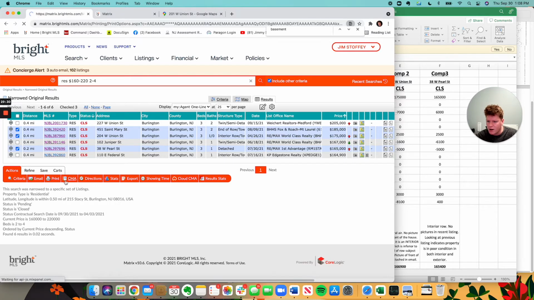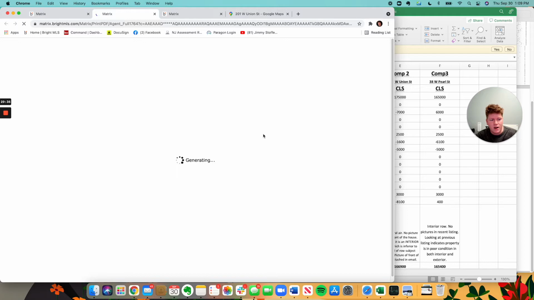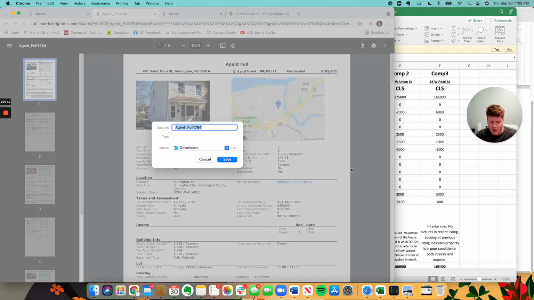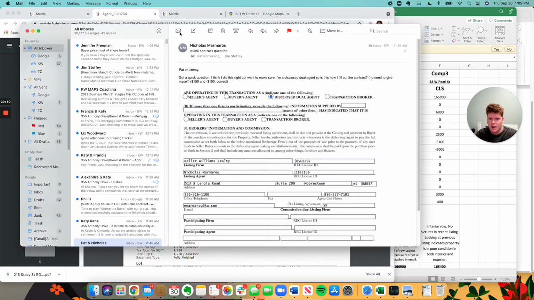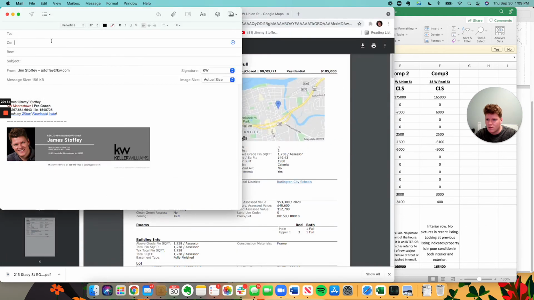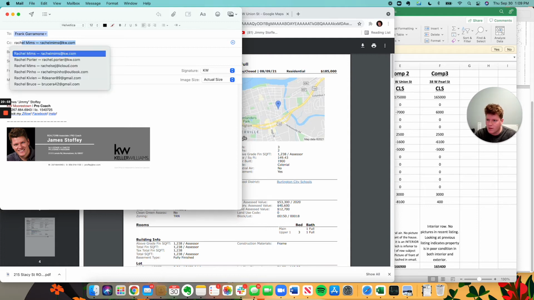I'll print, and then I want to do agent full, and I'm going to do print to PDF, and I'm going to save them. I'm going to download them right here. I'm going to do 215 Stacy Street ROV comparables. Save it to the downloads. Go up here, create an email. So we're going to send this to the lender and the other agent.